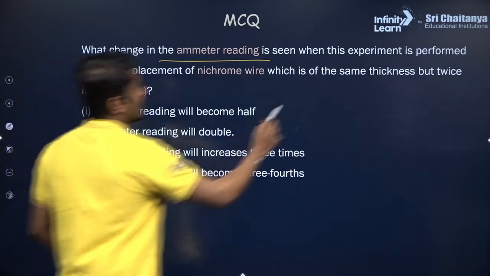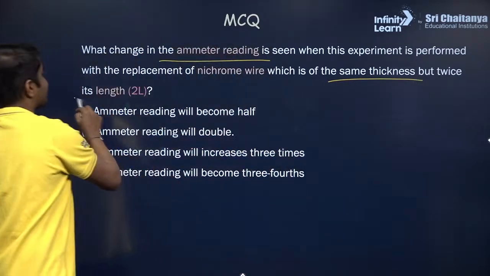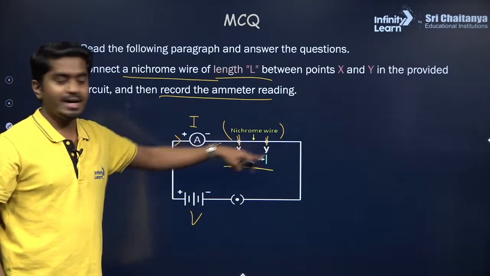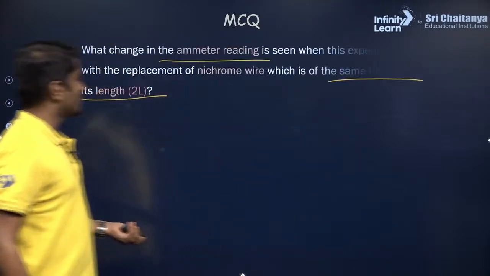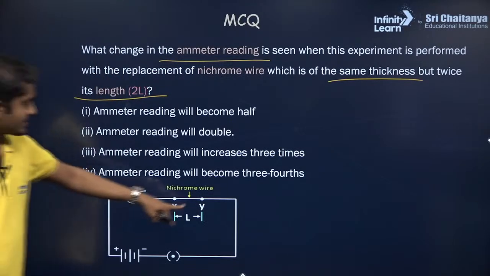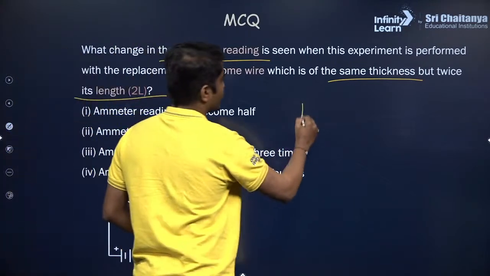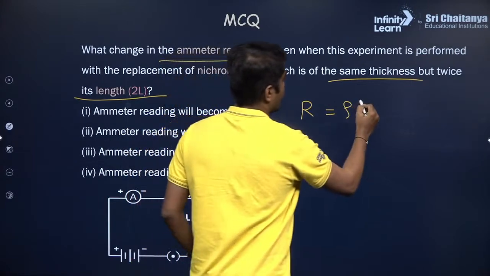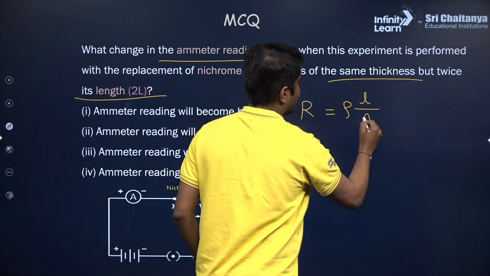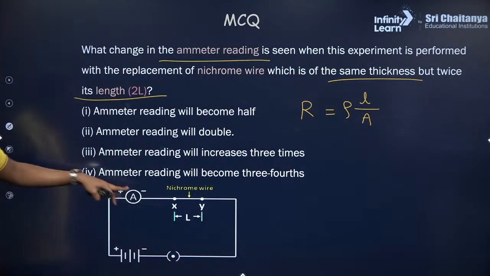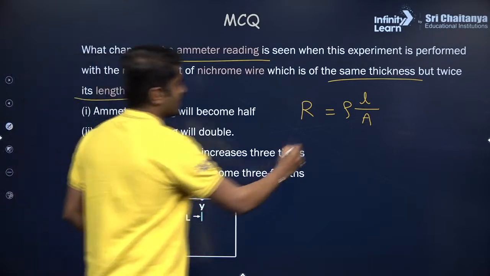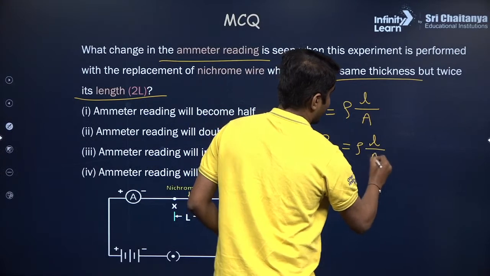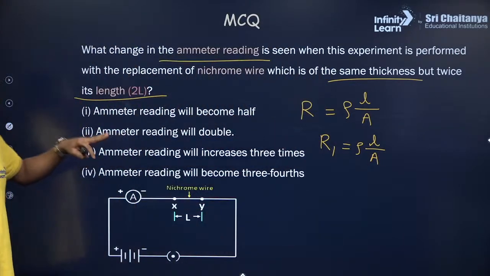Okay, so now the same thickness but twice the length. You saw that nichrome wire. So the resistance, I have this diagram here, this nichrome wire. The resistance of the nichrome wire will be given as resistivity of this nichrome multiplied by length divided by area. Correct? Let's suppose the initial resistance is R1, which will be rho L by A, the earlier length and area.